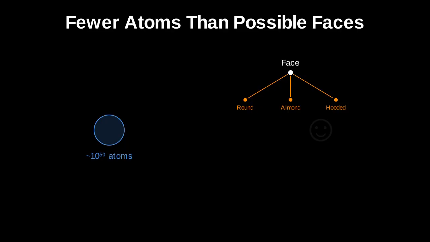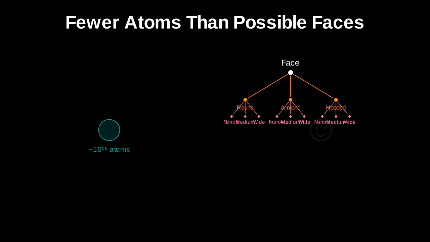The shape of a single eye. Round, almond, hooded. 3 variations from one tiny feature. Multiply by every possible spacing between those eyes. Narrow, medium, wide. Each eye shape now has 3 spacing options. The count triples in a single step.